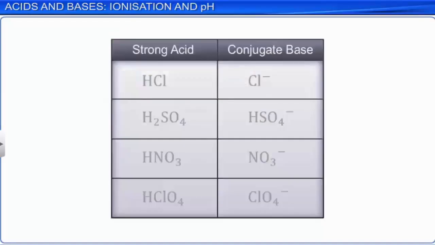Strong acids like hydrochloric acid HCl, sulfuric acid H2SO4, nitric acid HNO3 and perchloric acid HClO4 have a very weak conjugate base like chloride ion Cl-, bisulfate ion HSO4-, nitrate ion NO3- and perchlorate ion ClO4-.